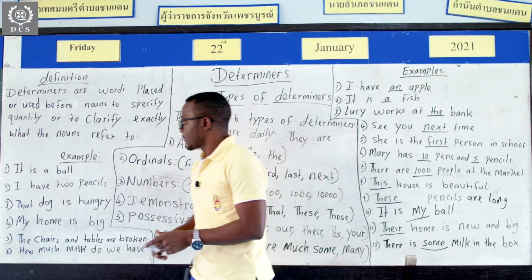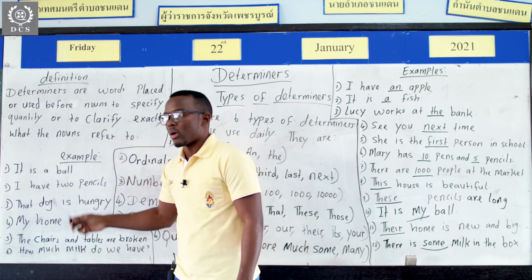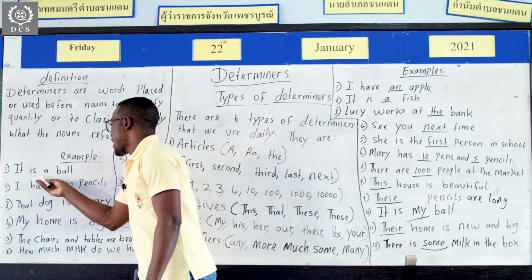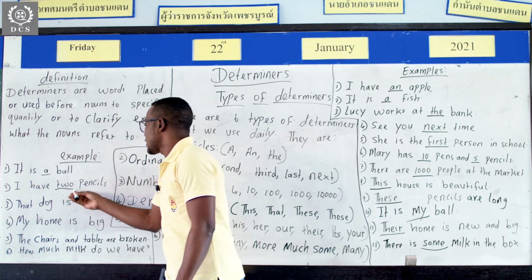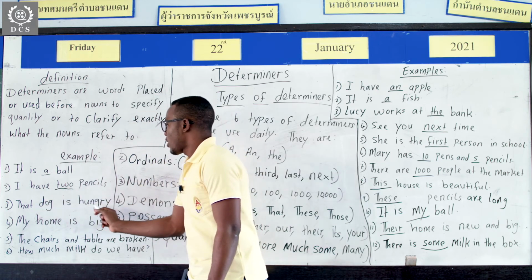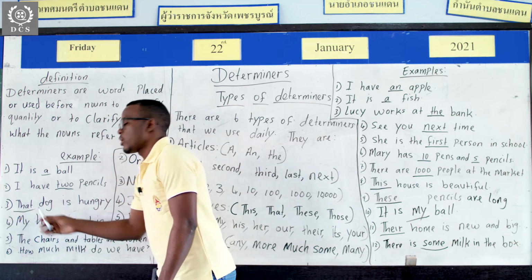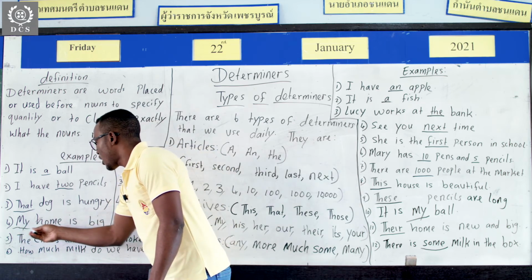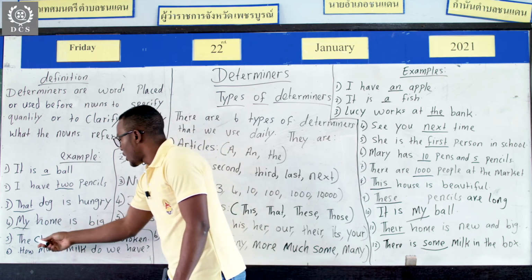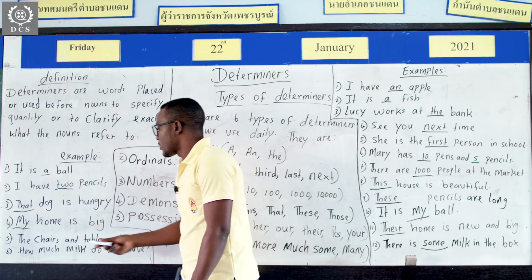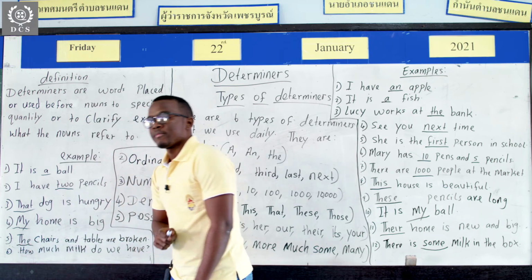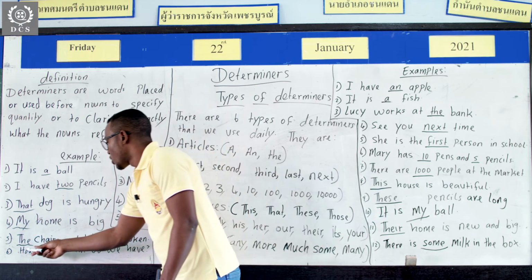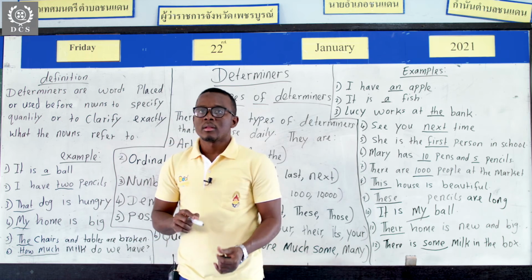So let's read together. It is a ball. I have 2 pencils. So let's see. A is a determinant. 2 is a determinant. That dog is hungry. That is a determinant. My home is big. My is a determinant. The chairs and tables are broken. The is a determinant. How much milk do we have? How much is a determinant.